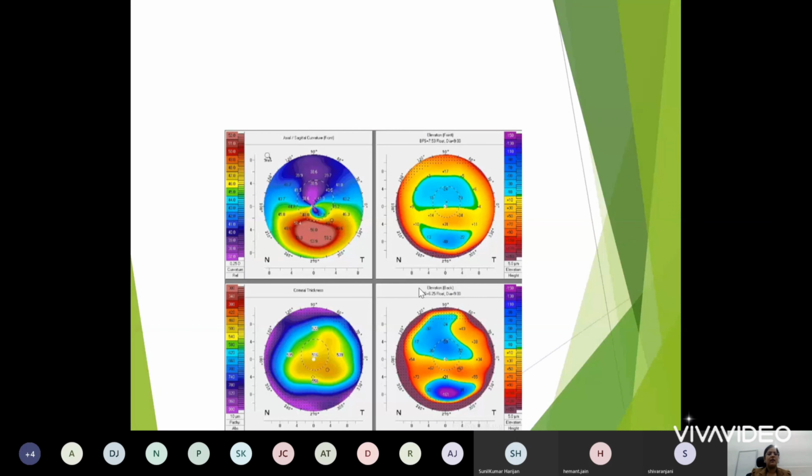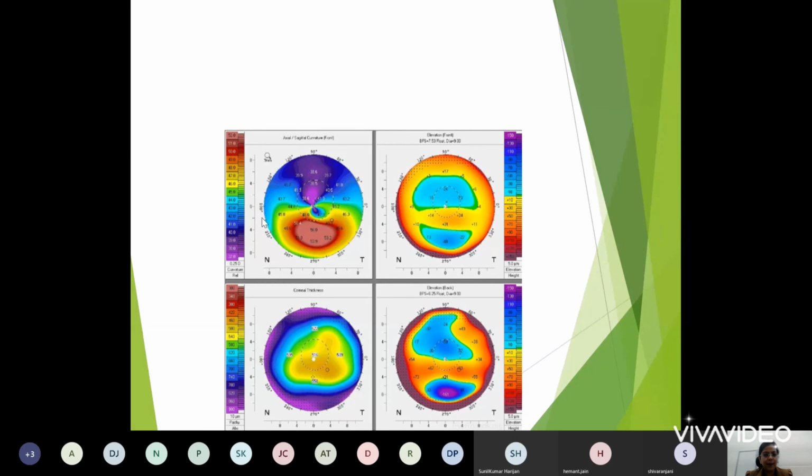So now I think we will discuss the maps. Can anyone say what this is? It has 4 maps: anterior float, posterior float, pachymetry, and the sagittal map. If anyone wants to answer, you can unmute and say.